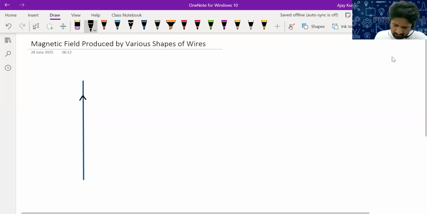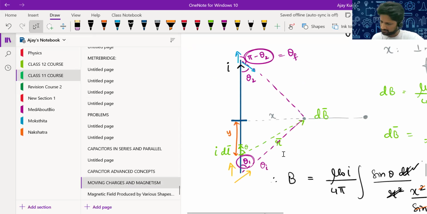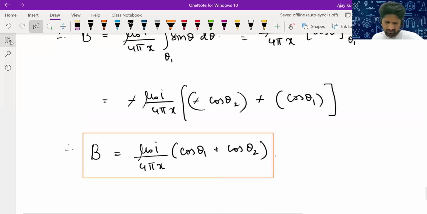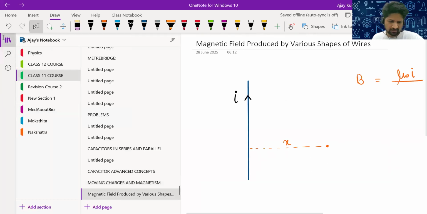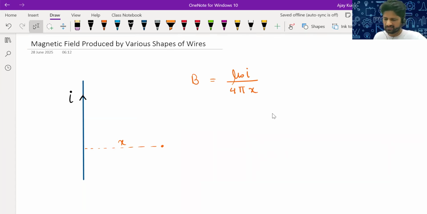Right. So a straight current carrying wire carrying a current I at a perpendicular distance x from itself produces a magnetic field given by mu naught I divided by 4 pi x. Is that what we derived yesterday or not? Yes. Mu naught I divided by 4 pi x times cos theta 1 plus cos theta 2. It's very important to understand how to take theta 1, theta 2 in any situation. X is the perpendicular distance, that will be obvious, multiplied with cos theta 1 plus cos theta 2.